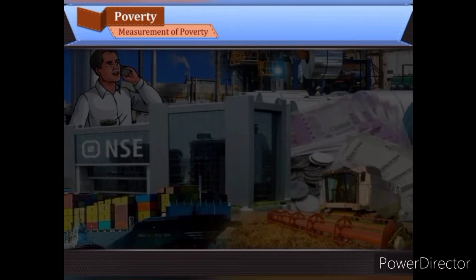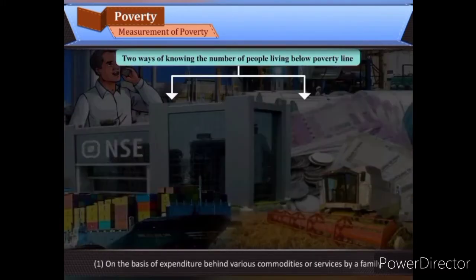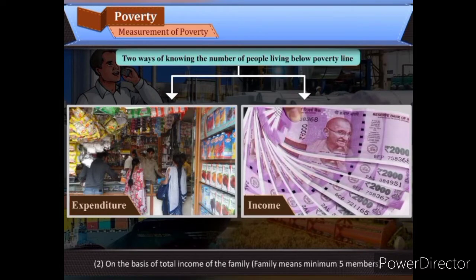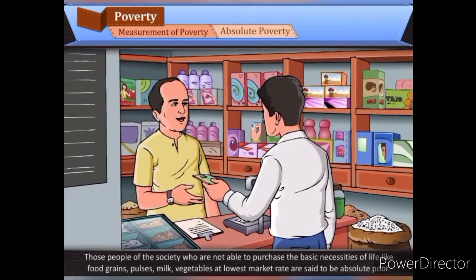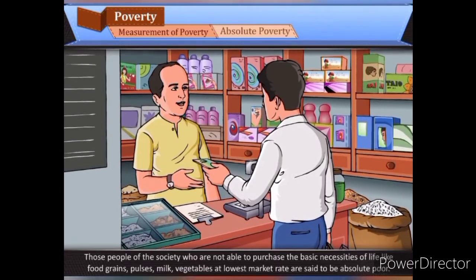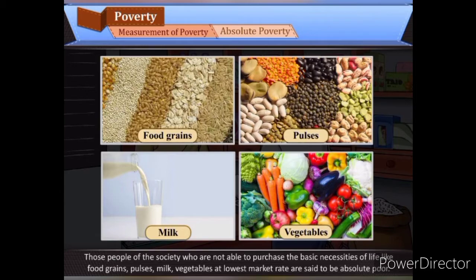Measurement of poverty. There are two ways of knowing the number of people living below the poverty line. One, on the basis of expenditure behind various commodities or services by a family. Two, on the basis of total income of the family. Family means minimum 5 members. Absolute poverty. Those people of the society who are not able to purchase the basic necessities of life like food grains, pulses, milk, vegetables at lowest market rate are said to be absolute poor.